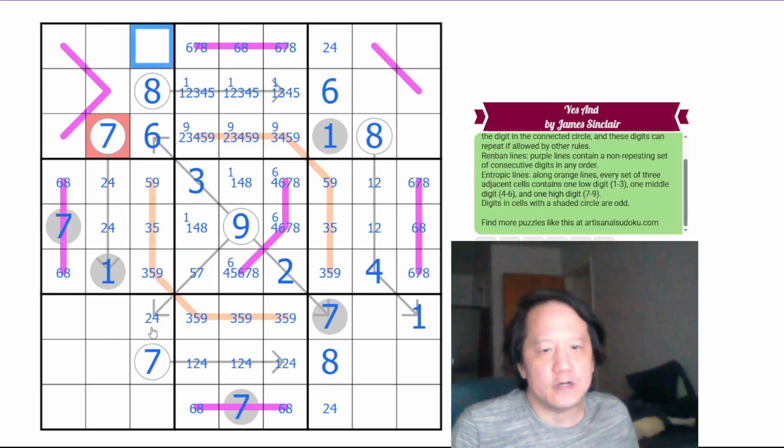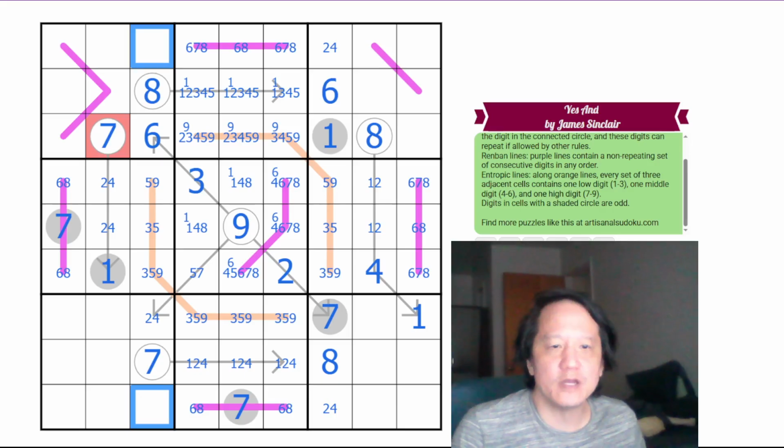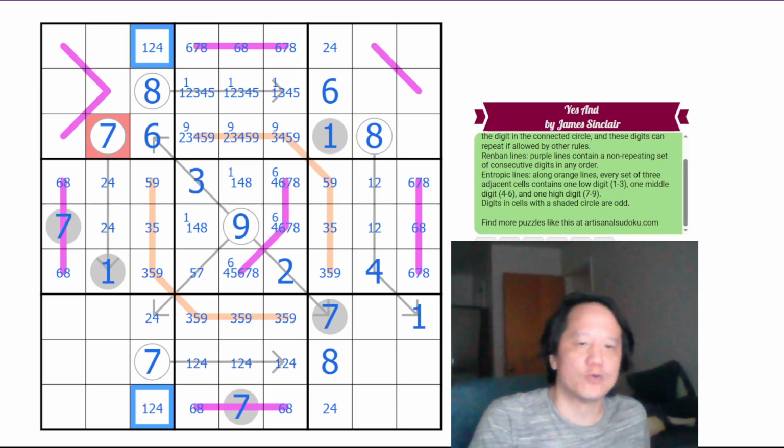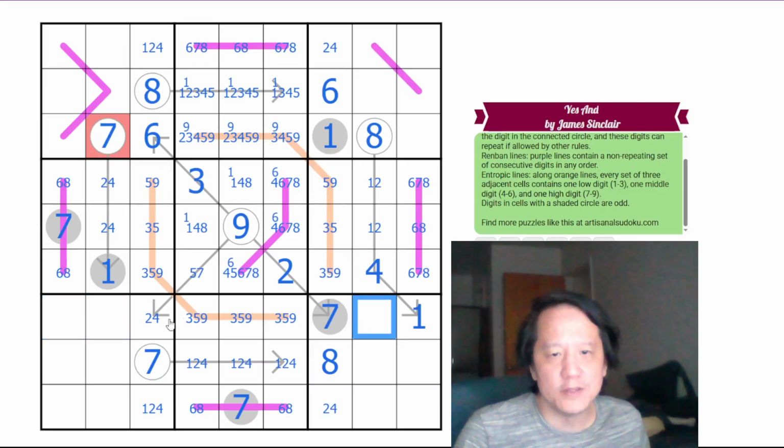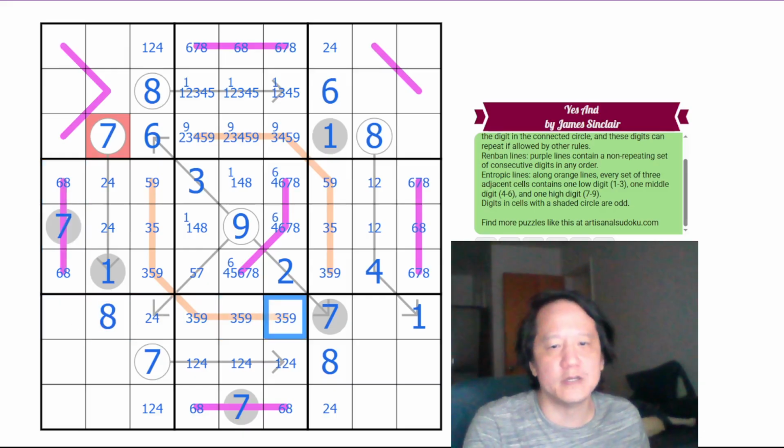Remaining digits of column 3. We have 1, 2, and 4 remaining. Remaining digits of row 7. We have 1, 2, 4, and 6 remaining. And these cannot be 1, 2, or 4 because of the 1, 2, 4 triplets in their columns. We're missing 8, too. And this can't be 8. This can't be 8 because of a 6, 7, 8 triplet in the column. So 8 has to be here.